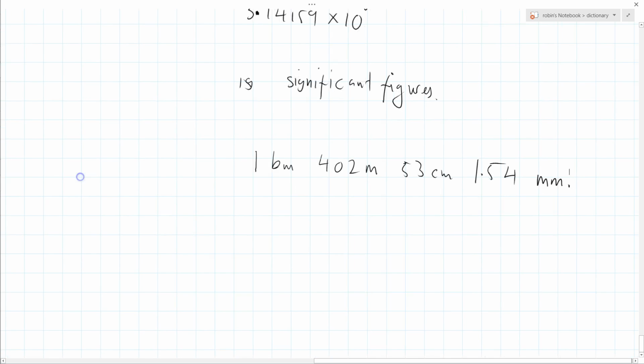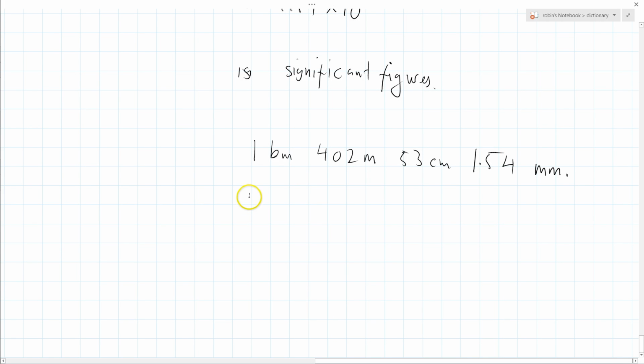Well, alright, let me write that out in kilometres. That's 1.40253. Oh, it isn't, it's 54, isn't it? Because that's 53 centimetres. Oh, that's millimetres. 1.4025354. So what have we got here? That's my kilometre. That's my metres. Those are centimetres. And that's millimetres. Absurdly precise answer.